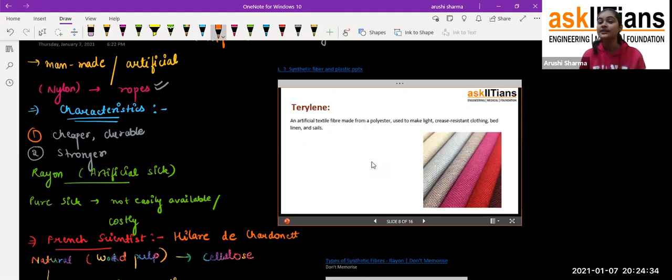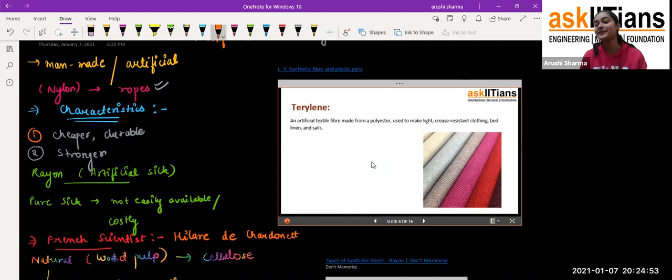Imagine, see students, you can also try this thing at your house. You can ask your mother to get you one of the cotton clothes and one terylene cotton bed sheet, because yes, there are cotton bed sheets also. You can ask your mother to give you one cotton bed sheet for one day and a terylene bed sheet for one day.